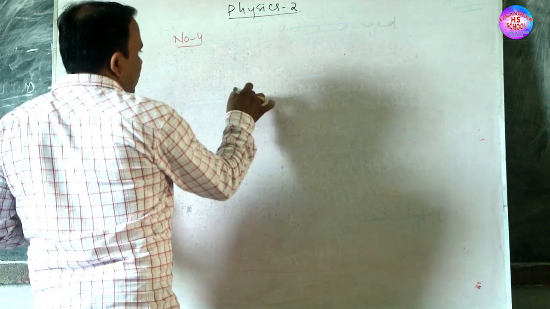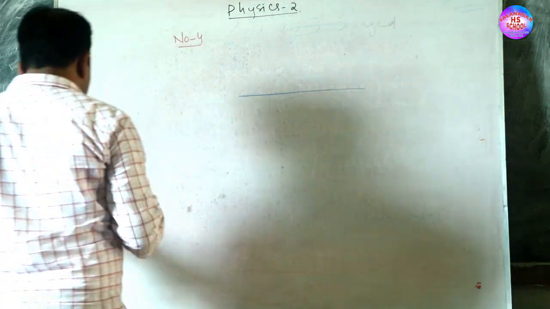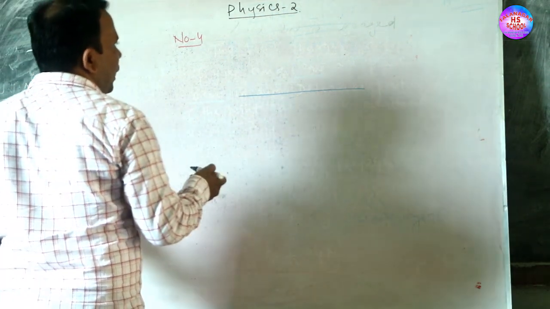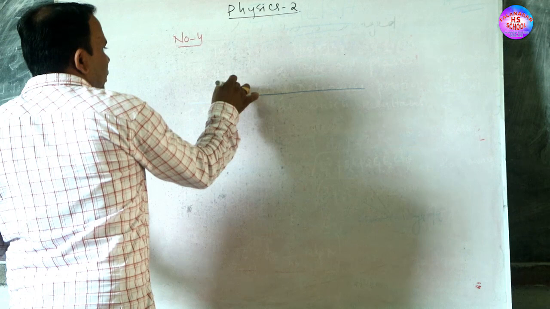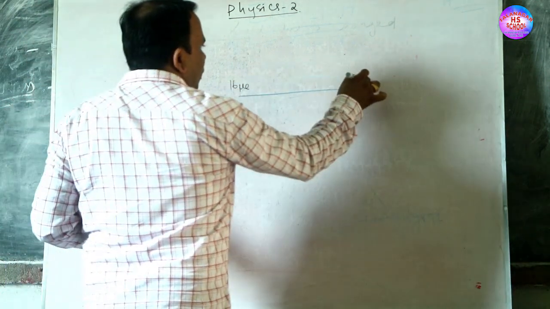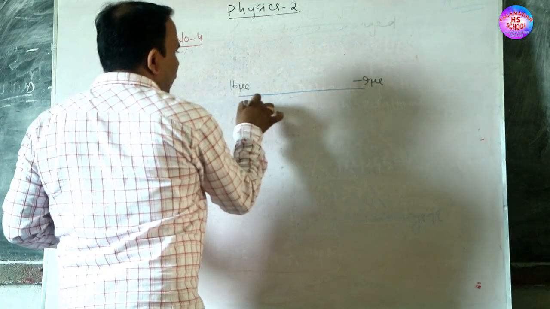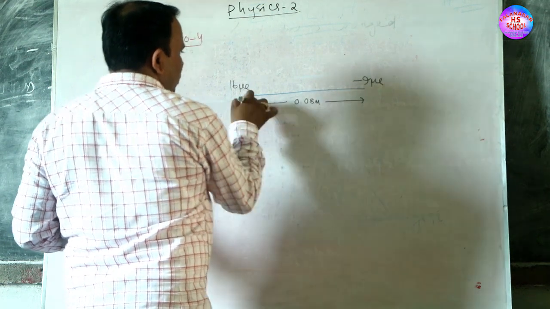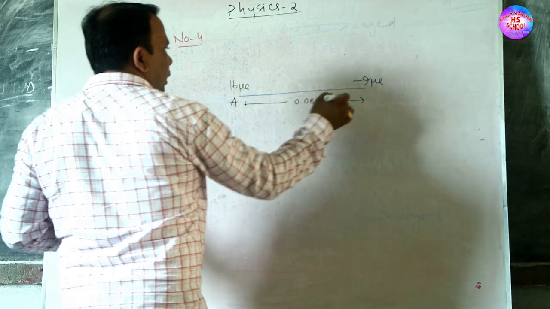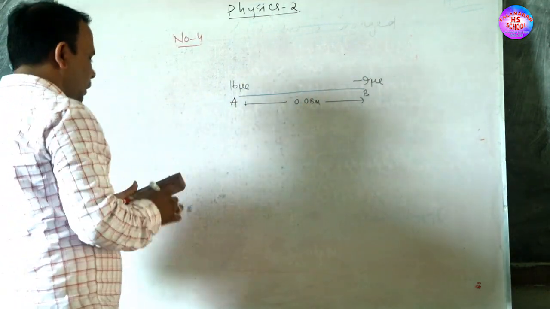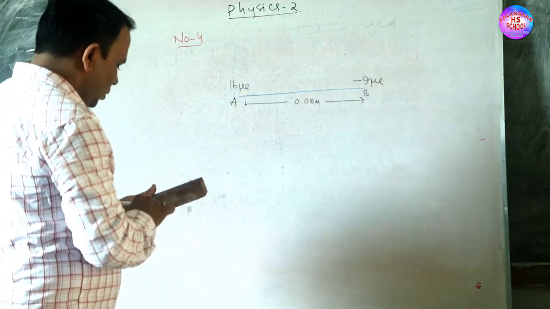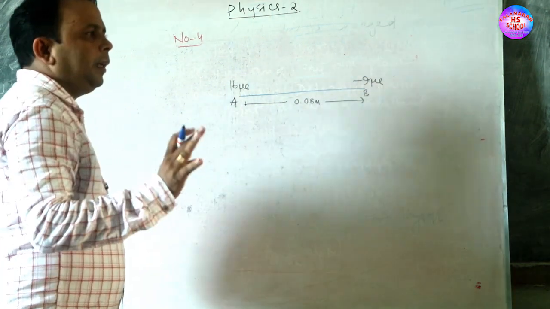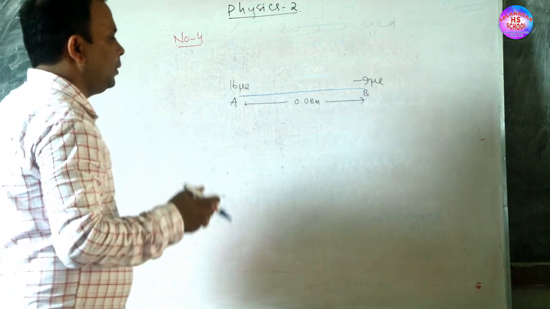Two charges, 16 microcoulomb and minus 9 microcoulomb, are separated by a distance of 0.08 meter. Let this be point A, this is the point B. Now calculate the point where the intensity is 0.